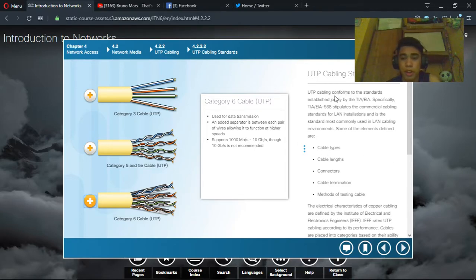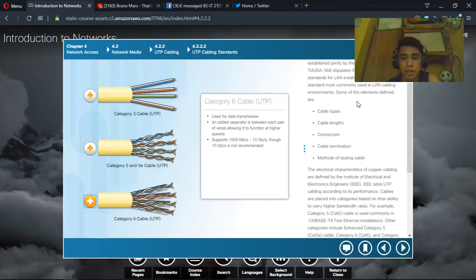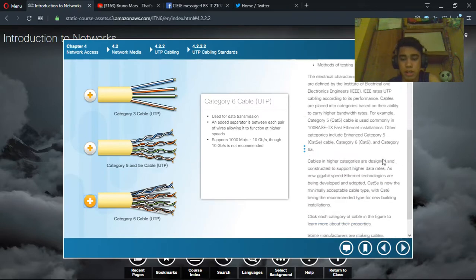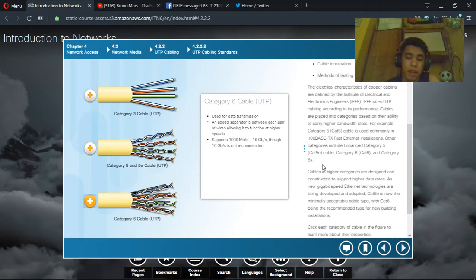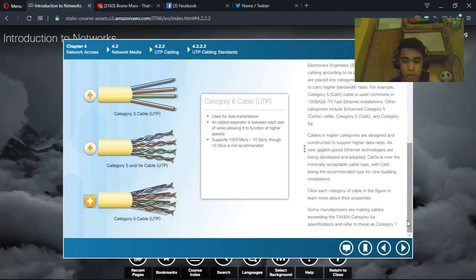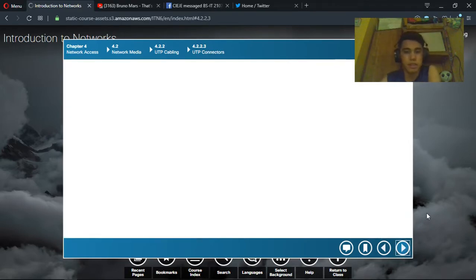UTP conforms to the standards established jointly by the TIA and EIA, especially for cabling standards and LAN installation. Some of the elements defined are cable types, cable length, connectors, cable termination, and testing methods. Cables in higher categories are designed and constructed to support a higher data rate. So, the higher the cable category, the higher its data rate.